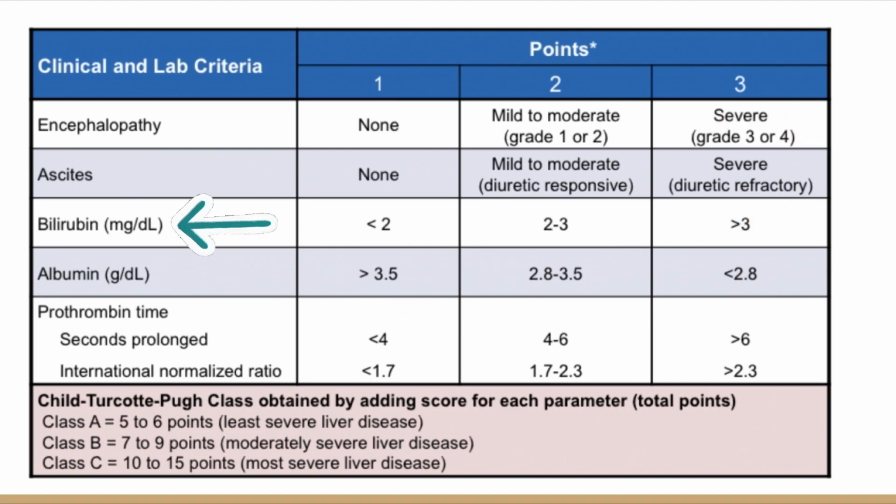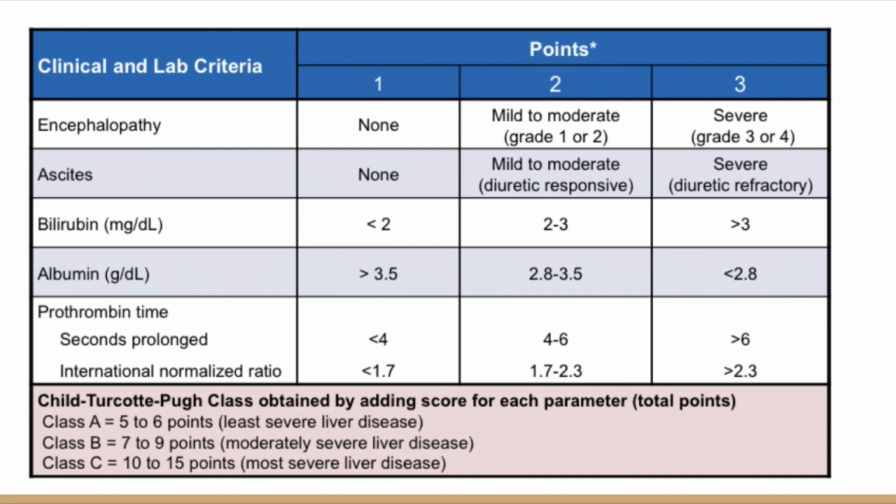For bilirubin levels, if it is less than 2, it gets a point of 1. 2 to 3 gets a point of 2. And more than 3 gets a point of 3. Albumin, more than 3.5, gets a point of 1. If it is coming down, that is 2.8 to 3.5, it gets a point of 2. And if it is less than 2.8, it gets a point of 3. And then the P time, if it is less than 4, gets a point of 1. If it is 4 to 6, it gets a point of 2. And if it is more than 6, we give a point of 3.